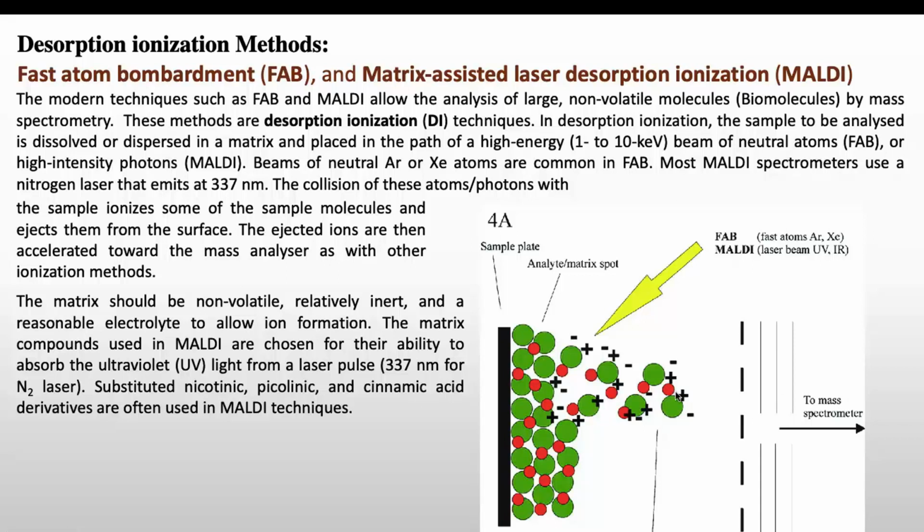Now the matrix should be non-volatile, because the matrix also should have some properties here. One of the important properties is that it should be non-volatile, because if you are using a beam here, it should not evaporate, and it should be relatively inert and a reasonable electrolyte to allow ion formation. The matrix compounds used in MALDI are chosen for their ability to absorb the ultraviolet light from a laser pulse, that is 337 nanometers for the N2 laser, which we mainly use in the MALDI technique, and substituted nicotinic, picolinic and cinnamic acid derivatives are often used in MALDI as a matrix.